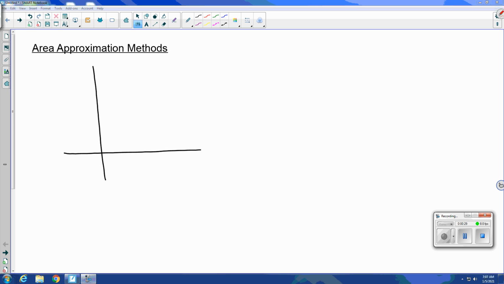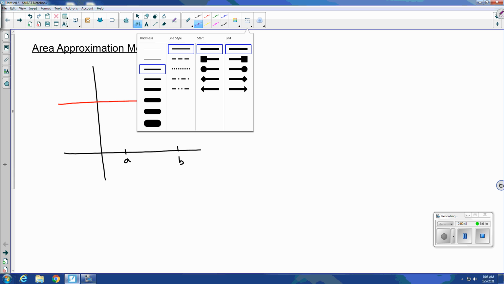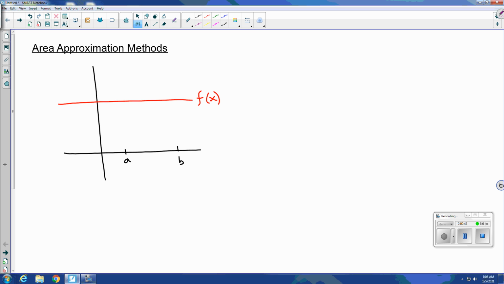So for example, if we have a constant function, which is a horizontal line, and we're interested in calculating the area along the interval from A to B, we see that a rectangle is the polygon that is formed, and therefore, to calculate the area between that constant function and the x-axis, it is a matter of identifying the base and height of this rectangle to get the exact area.